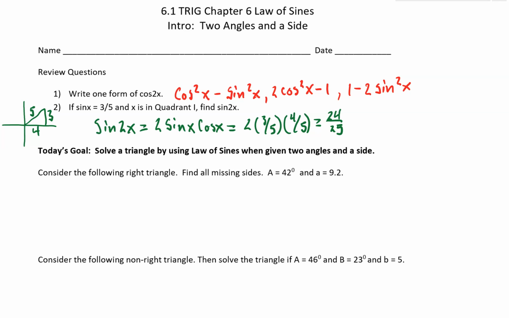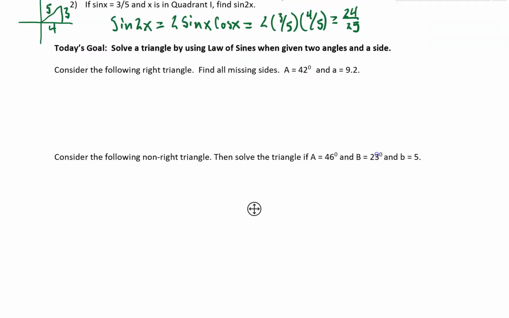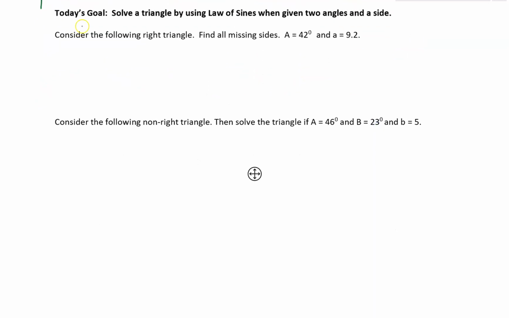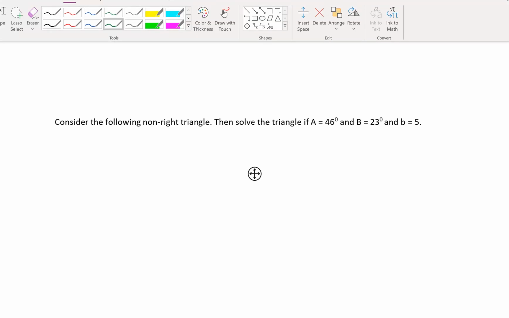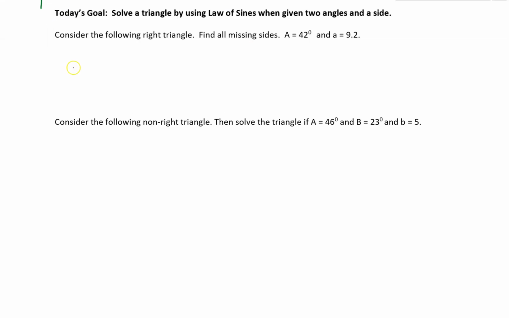Now, today's goal, we want to solve a triangle by using the law of sines when given two angles and one side. So consider the following right triangle and find all the missing sides. So they're telling us that this is a right triangle. So first thing, just like with most of the work that we do, is you want to draw a picture. Make sure you see what it is you're doing. They said it is a right triangle.